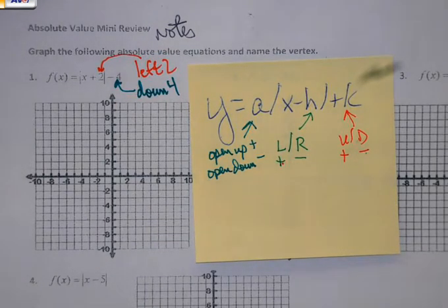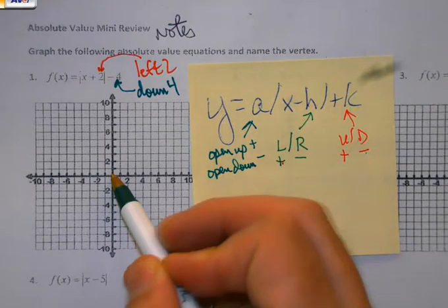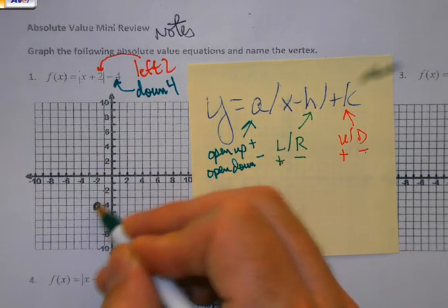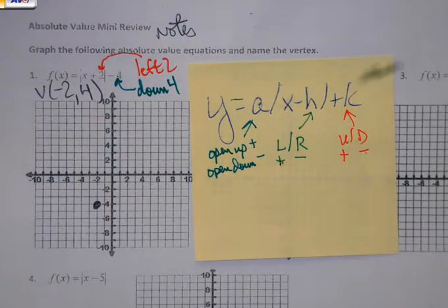So when I'm trying to figure out my vertex and graph this, if I start at the origin, at 0, 0, and I go left 2 and down 4 and make my point, that's where my vertex is at. That's where the centerpiece of my graph is going to be.